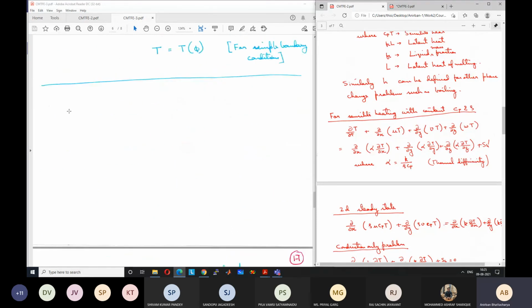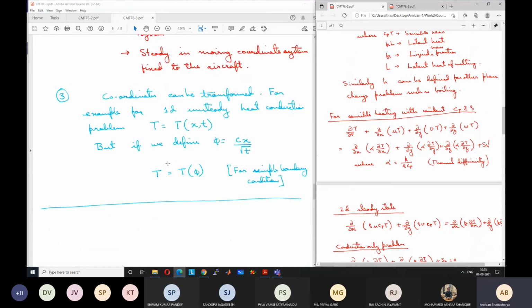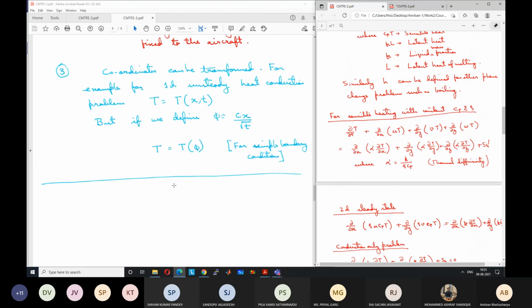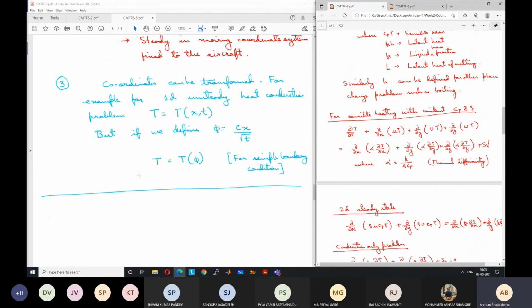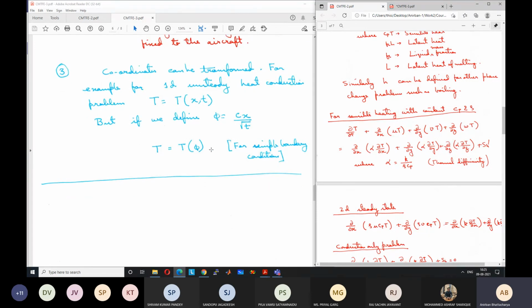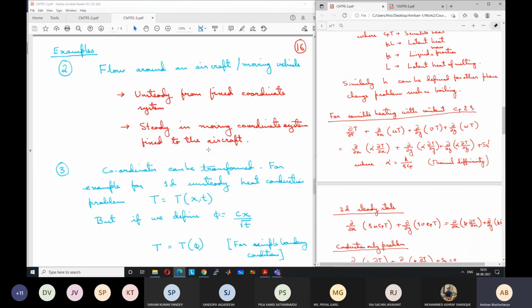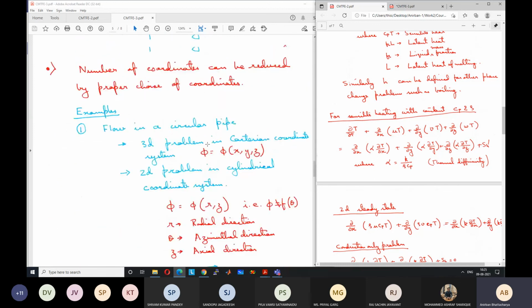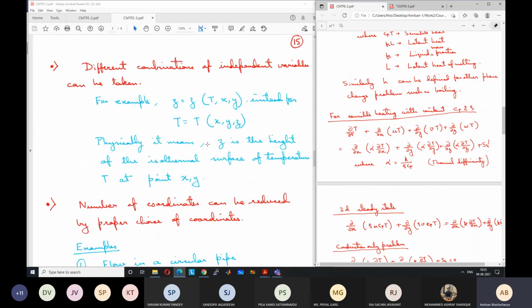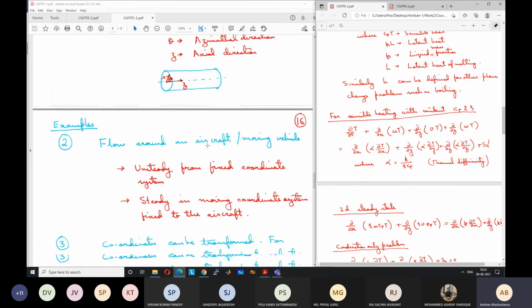Similarly, it can be done also for boundary layers. I don't remember the exact form, but I think it is proportional to y by root x, where y is the y direction and x is along the x direction. So all the variables are proportional. But the idea is that by clever transformation or choice of coordinates, we can reduce the time required for solving the problem dramatically. So it is not a trivial matter what coordinate system we should take.